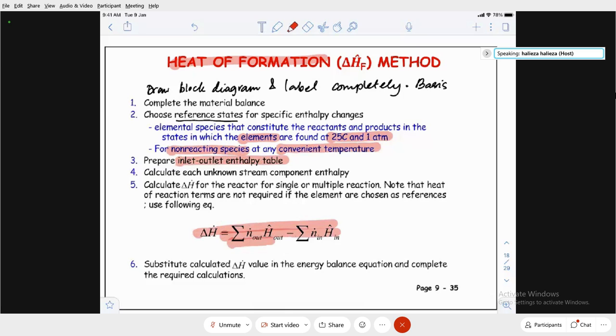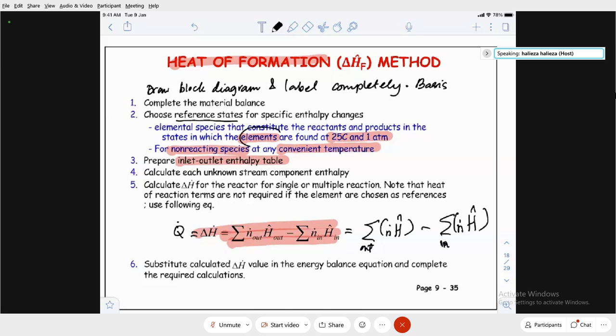This is exactly the same as what we did before. We have done this: out minus in, molar flow rate and specific enthalpy. It's the same equation, equal to Q dot. If you're using the heat of formation method, the only thing you need to remember is this.